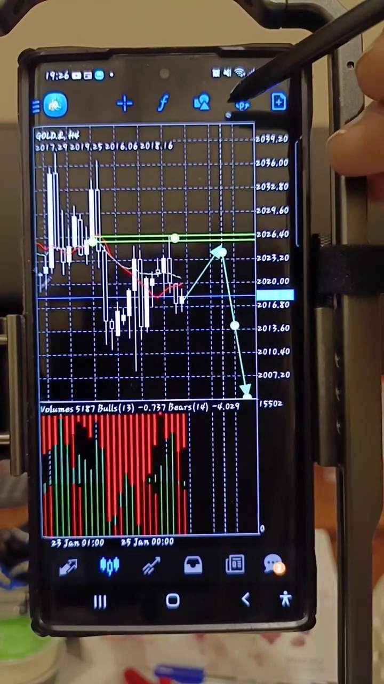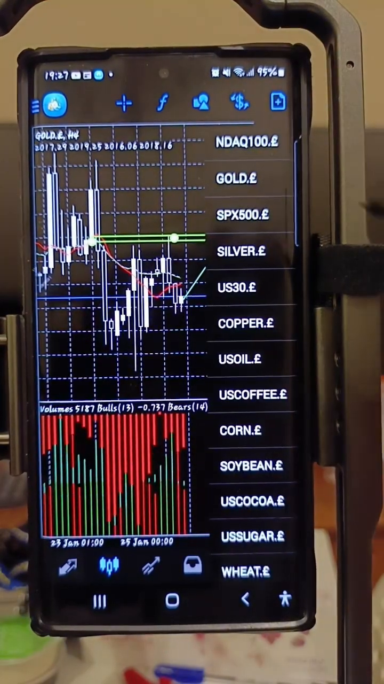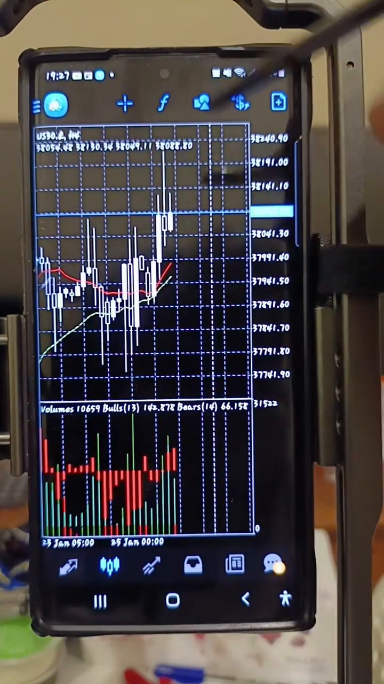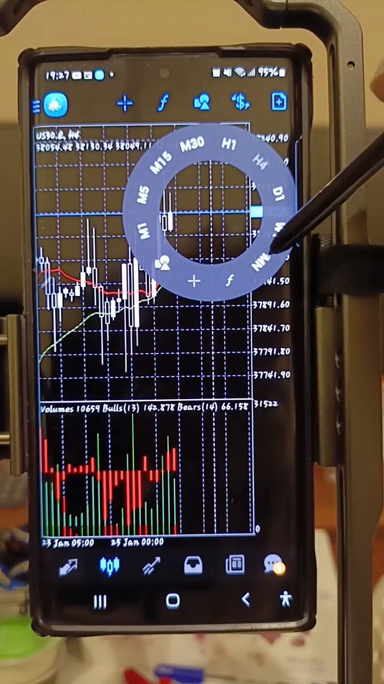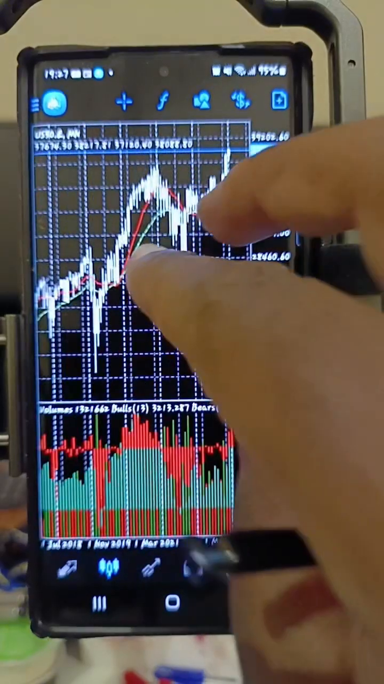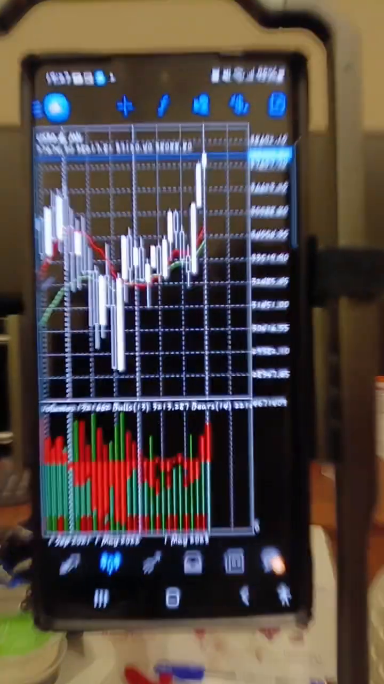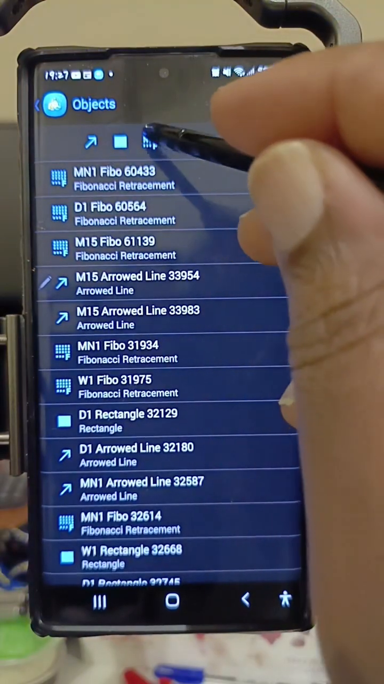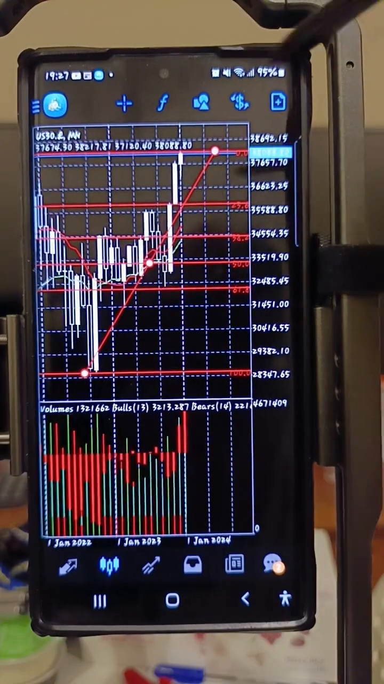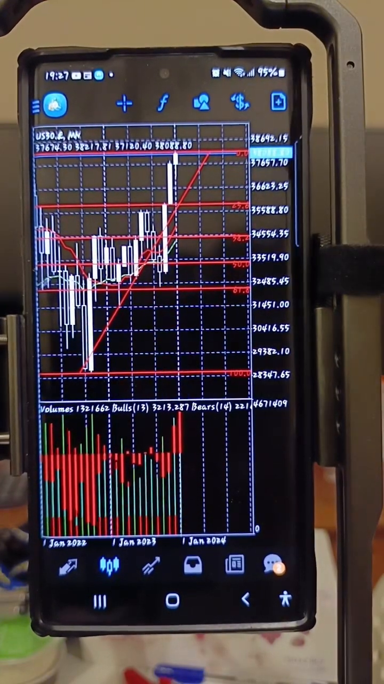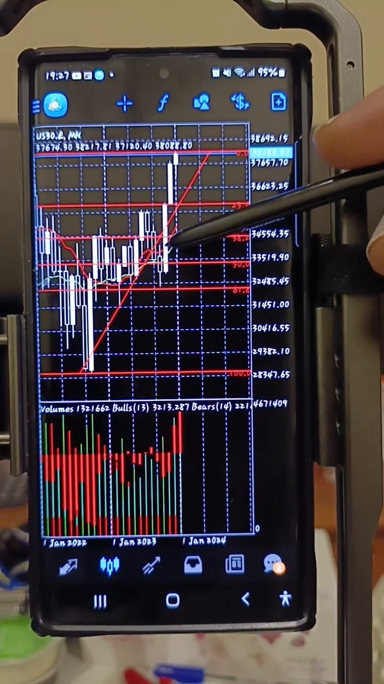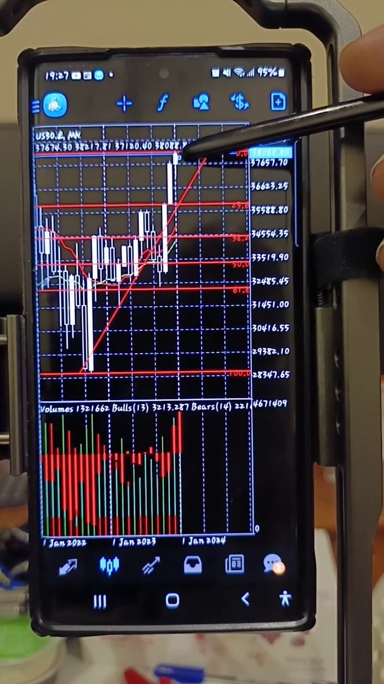Okay, let's just look at another instrument here. So if I look at US 30, step one, I'm going to look for direction. So step one, the direction I'm looking for here. Again, you can see that this supported the fib. So higher, higher, higher. Okay.